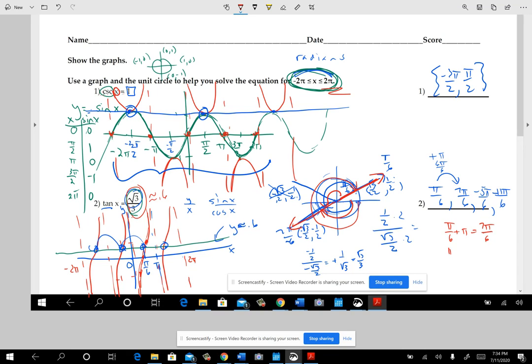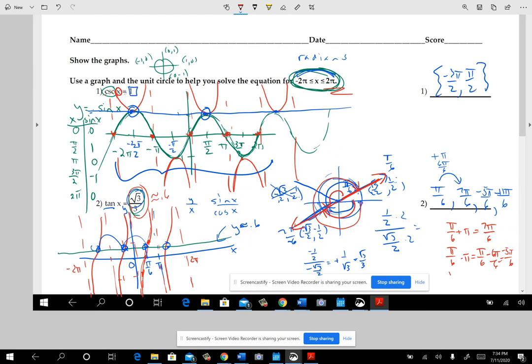Okay, so then I could take the pi over 6 and I could subtract pi. That'd be pi over 6 minus 6 pi over 6. See where the negative 5 pi over 6 comes from? And then I could start with where I was there and subtract another pi from there, and see pi over 6 minus 12 pi over 6 is negative 11 pi over 6. So that's another way to confirm these, okay?